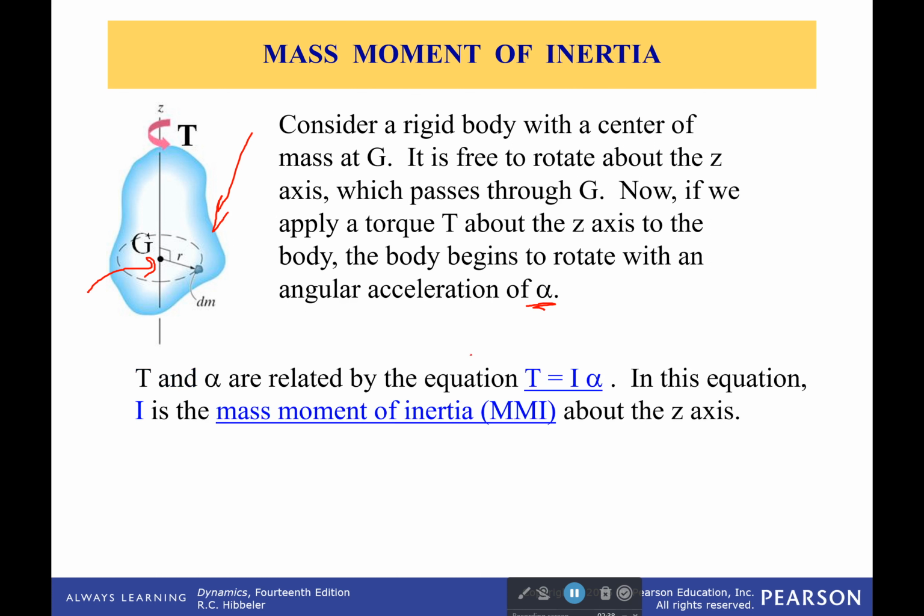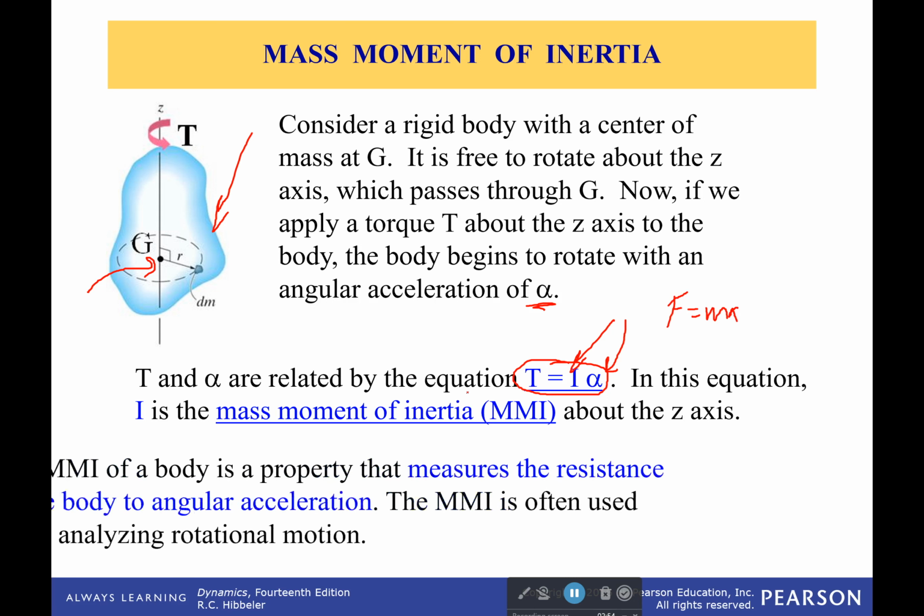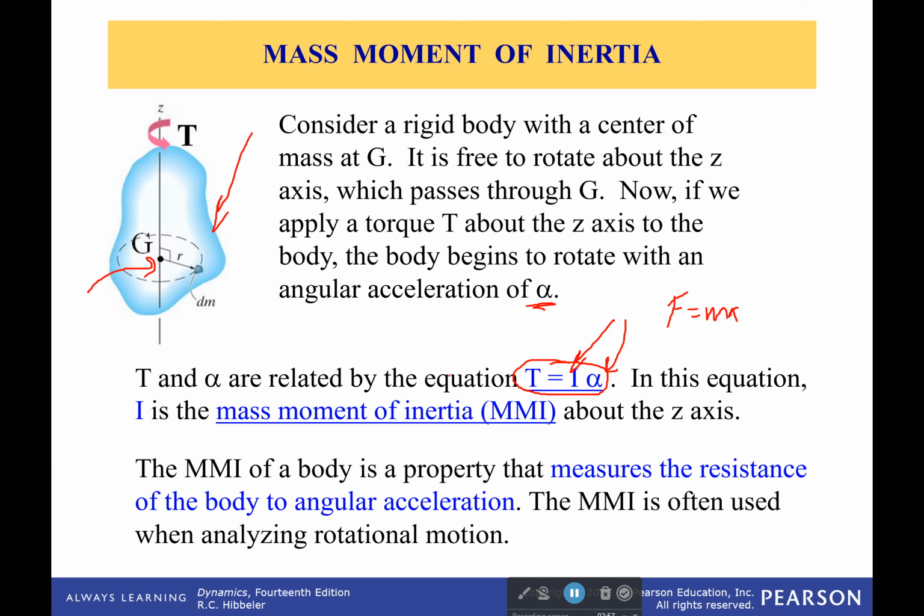Now torque and alpha are related by this equation. The torque we apply is going to be equal to my mass moment of inertia times my angular acceleration. It's just like your force equals mass times acceleration equation, just now written for rotation instead. So the mass moment of inertia is a property that measures the resistance of the body to angular acceleration, just like your regular mass is the property that measures the resistance to linear acceleration. So they're kind of connected in that way.